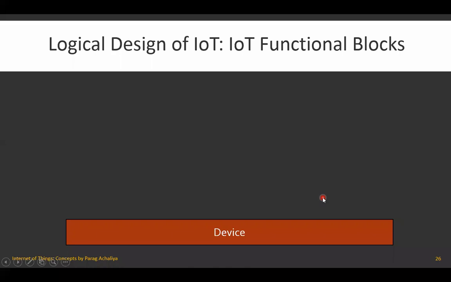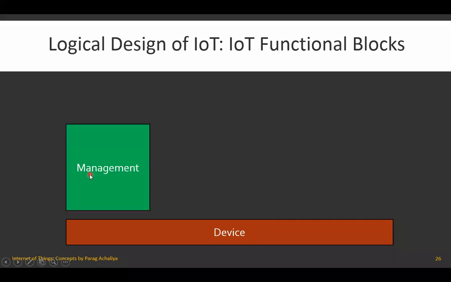So at the basic level of your IoT functional blocks, or at the basic level of your logical design of IoT, we will have various IoT devices. Then all those IoT devices can have the functionality of management. They are going to manage various tasks or various functions. Then all those things will have proper security.